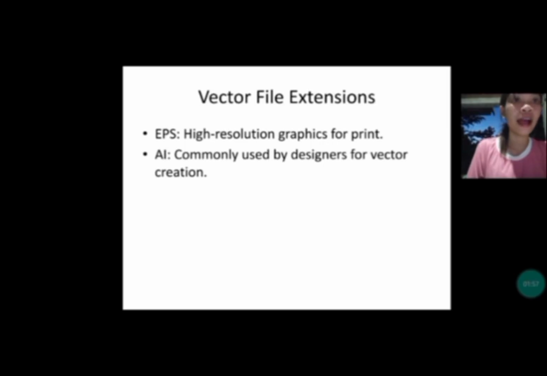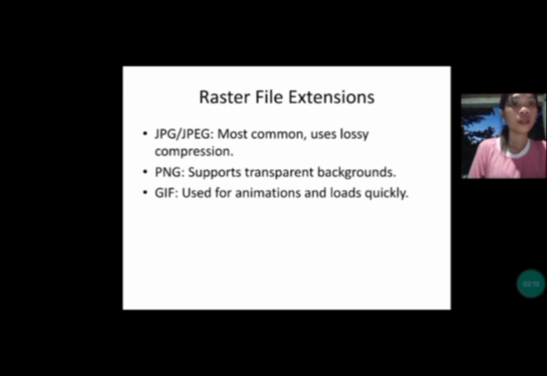Next is AI, or Adobe Illustrator document. It is the most preferable and commonly used image file type by designers. If you want to create a vector image, AI is one of the best tools for you. Next, we have raster image file extensions. We have the JPG or JPEG, PNG, and GIF.